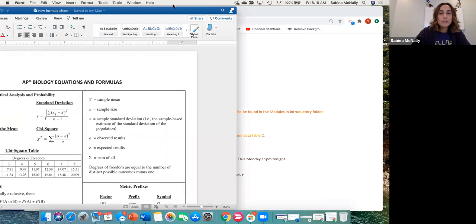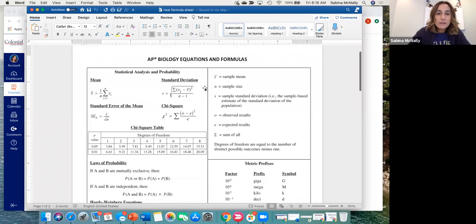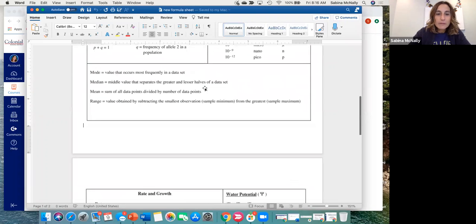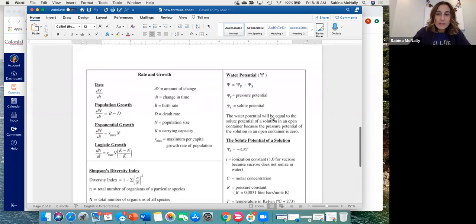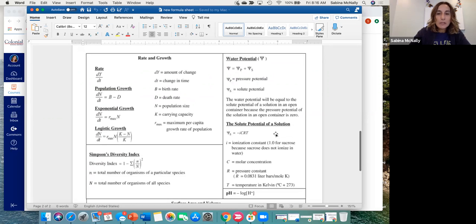Okay. All right, so when we take a look, I think it's on the bottom of the next page. Here we go. Here it is. So here's water potential. It's pressure potential plus solute potential. Water potential will be equal to the solute potential of a solution in an open container because the pressure potential of a solution in an open container is zero. We're ignoring atmospheric pressure.